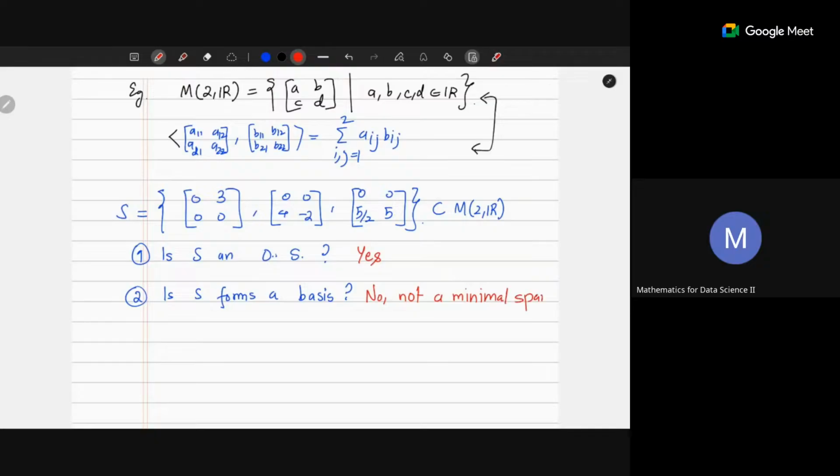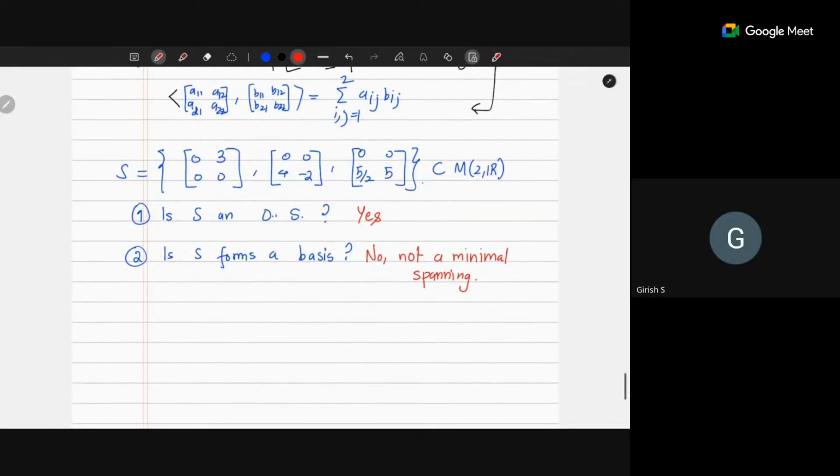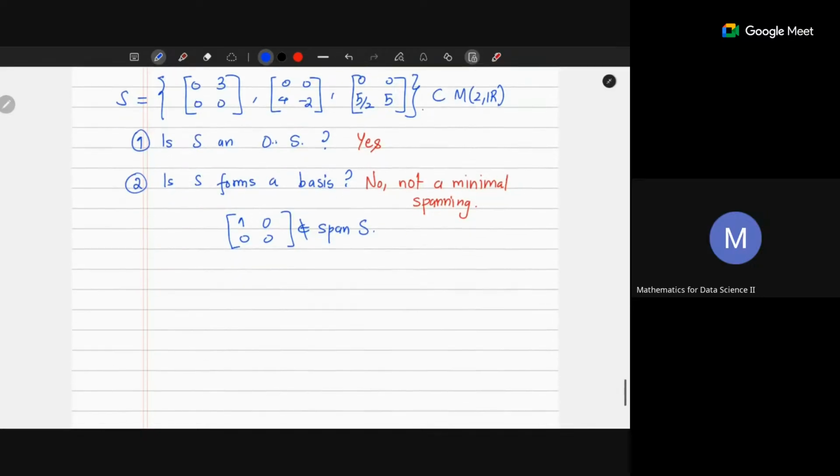Can you give me a matrix that is not in the span of these three vectors? Any matrix with the first entry 1, like A11 is 1, will not be. Exactly correct. So your answer is to the point. So for example, 1, 0, 0, 0 is not in the span of S. Okay. So now if I add 1, 0, 0, 0, will it become an orthogonal basis?